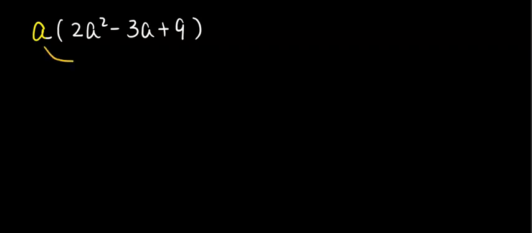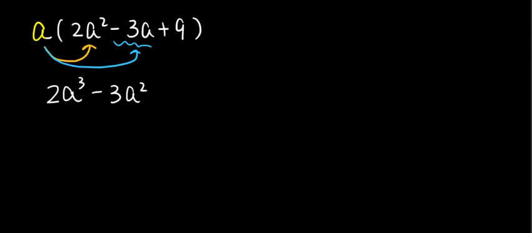I'm going to use a times 2a squared. We will have 2a to the third power. Let's continue. A times negative 3a. We'll have negative 3a to the second power. Last one, we're going to use a times 9. We have 9a. Then we are done.